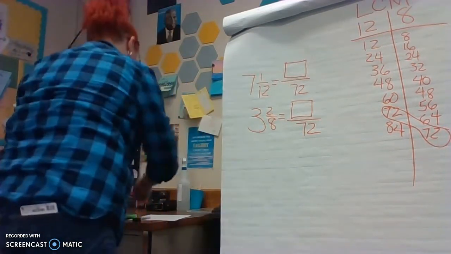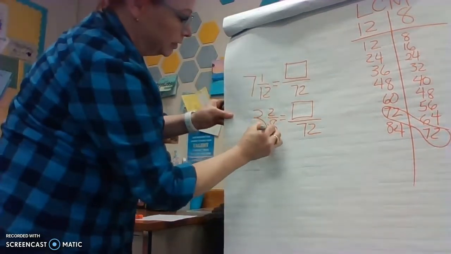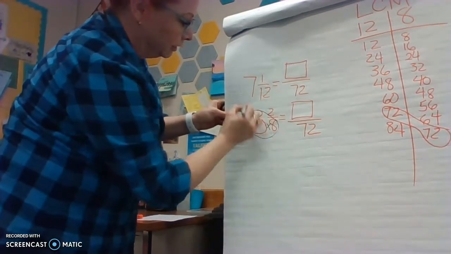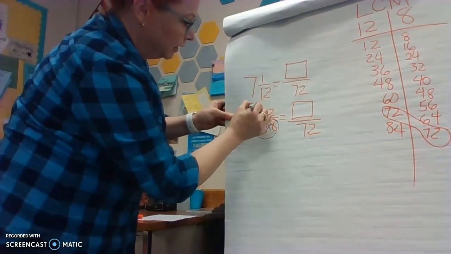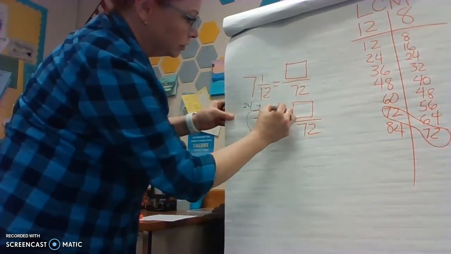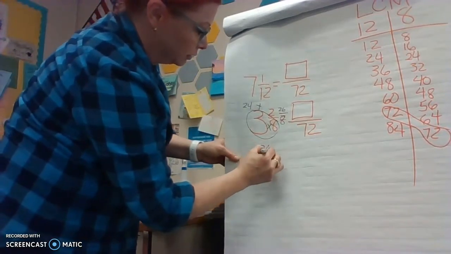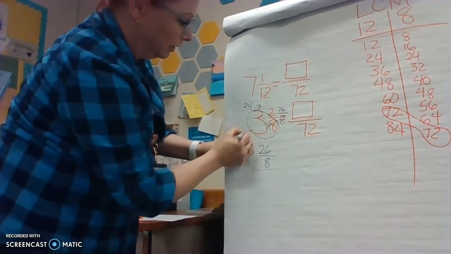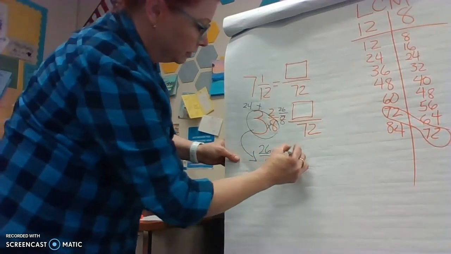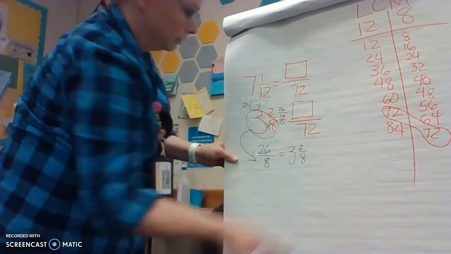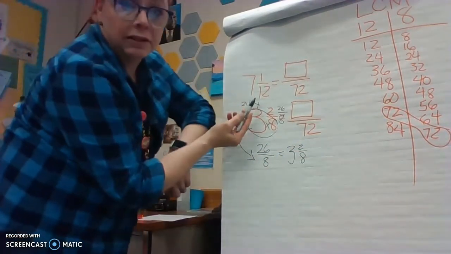And we know how to do that, right? You just times these. What's that? 24 plus this 2 now is 26 over what? 8. So this is equal to 26 over 8. This guy right here is equal to 3 and 2/8. Okay? Now I need to do this one.